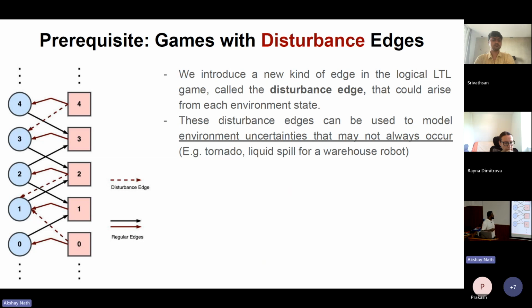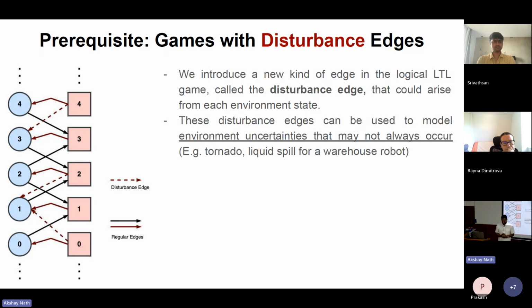So what we do first is we introduce a new kind of edge in the logical LTL game. We call them disturbance edges that could arise from each environment state. As you can see, from 4, you have a normal edge and a disturbance edge. Why do you care about these disturbance edges, right? So these disturbance edges can be used to model environment uncertainties that may not always occur. For example, in the warehouse example, if the robot is not modeled or designed to take care of that liquid spill, that liquid spill could also be considered as, say, a disturbance edge, right?